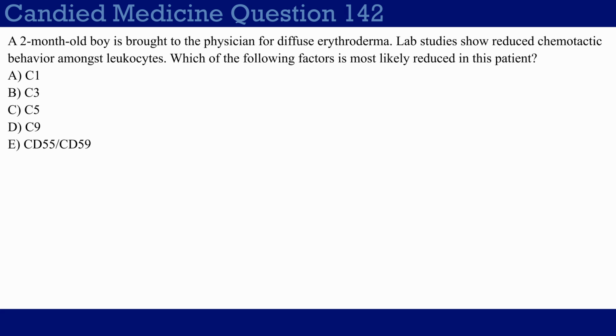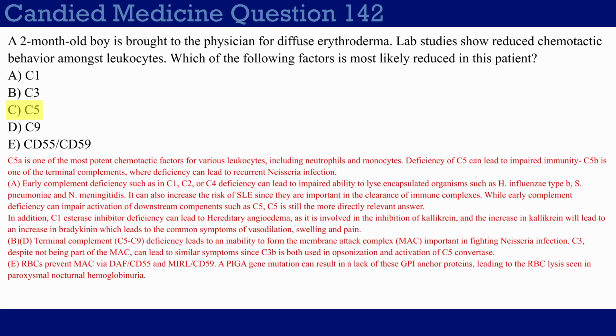So for a lot of you, you've probably heard before that C5a is one of the most potent chemotactic factors for various leukocytes, including neutrophils or monocytes. So of course, choice C, C5 is the correct answer here. But obviously I don't want to make this video just to tell you, oh hey, C5a is used for chemotaxis, okay, bye. I want to review the complement cascade at least a little bit.